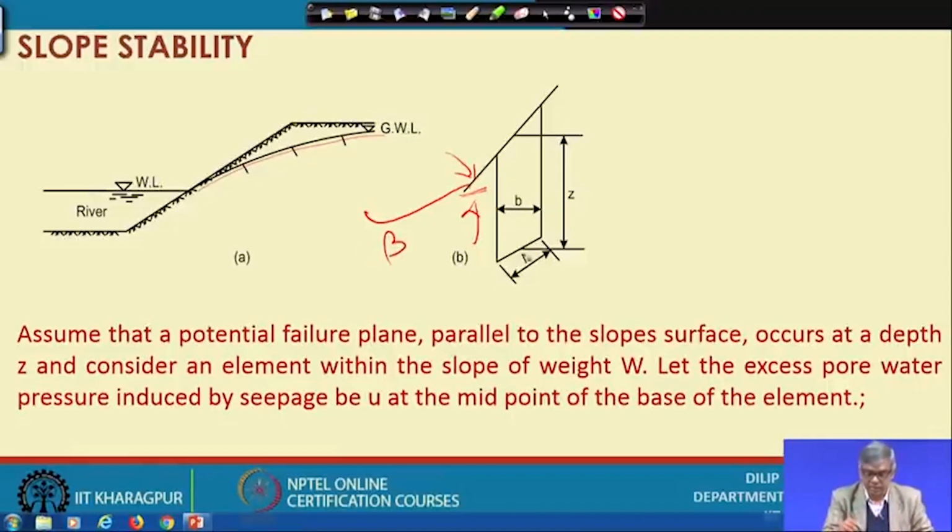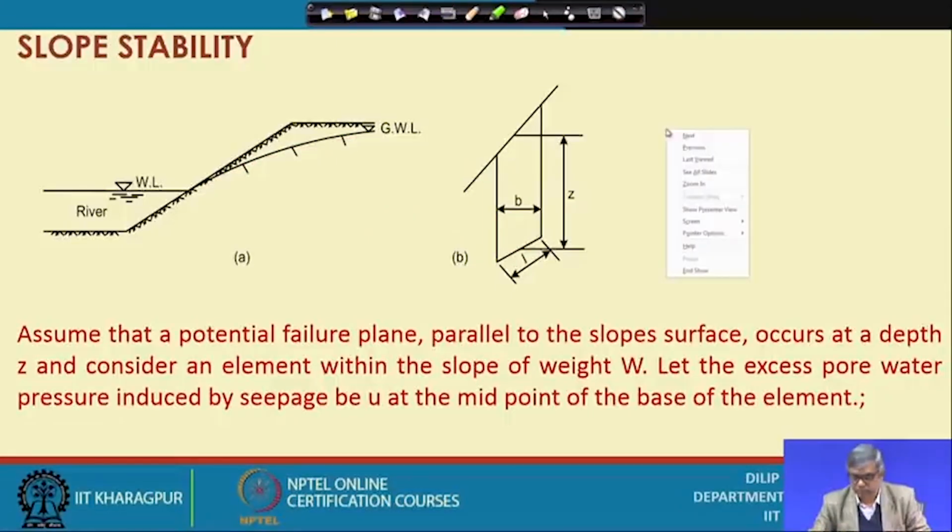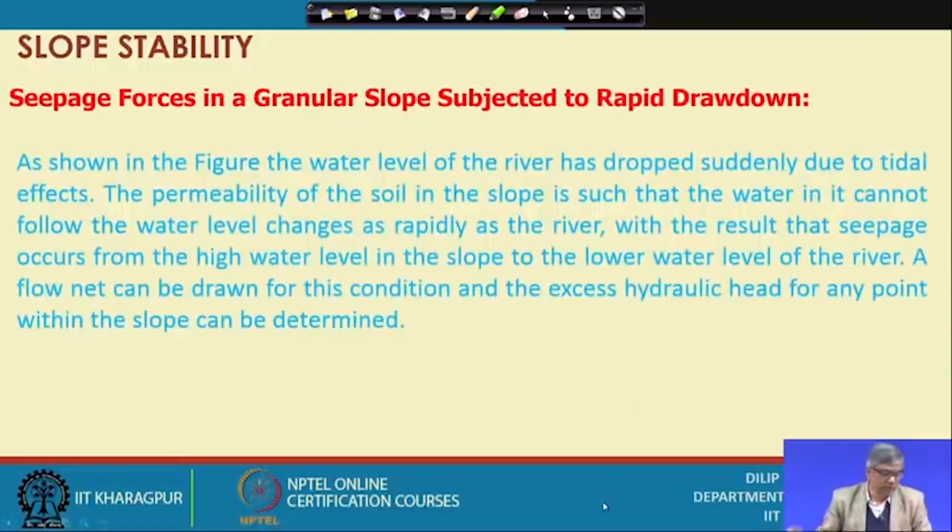So, if it is there, and at the midpoint of this, suppose there is a pore pressure equal to u. If that is the case, then let me go back to the previous one, and you can see, as shown in the figure which I have already shown, the water level of the river has dropped suddenly due to tidal effects.